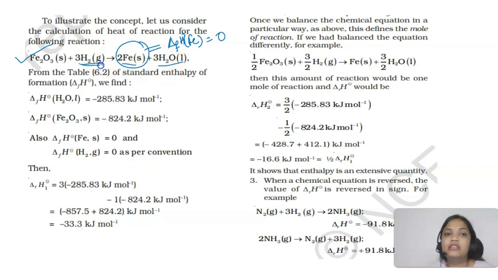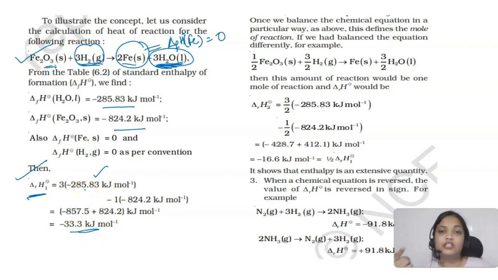Similarly, hydrogen is in gaseous state, which is the most stable state here. Okay, so it is in elemental state. So elemental state is 0. For H2O it's given, for Fe2O3 it's given. Now delta H for the reaction we can calculate: 3 into enthalpy of H2O minus 1 into enthalpy of this Fe2O3, enthalpy of products minus enthalpy of reactants, right? So from here you will get minus 33.3.